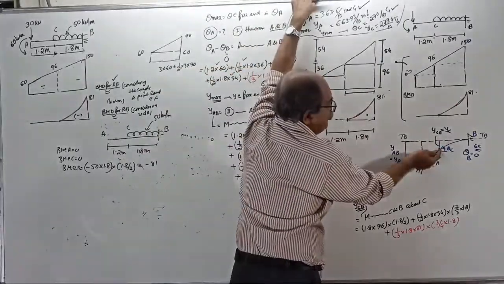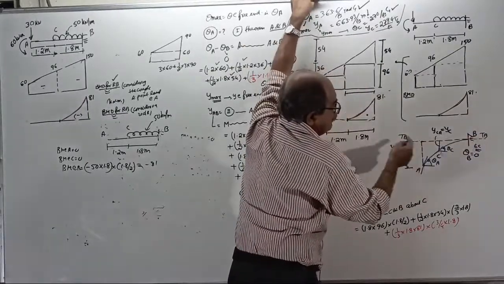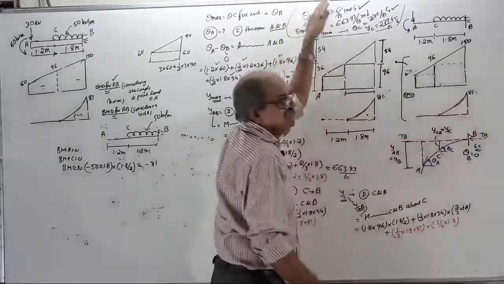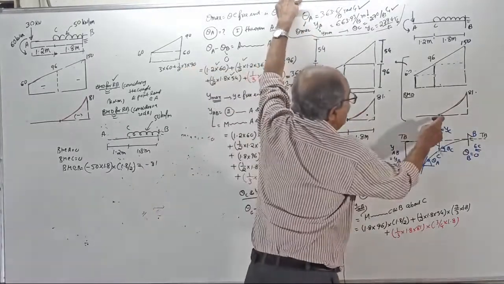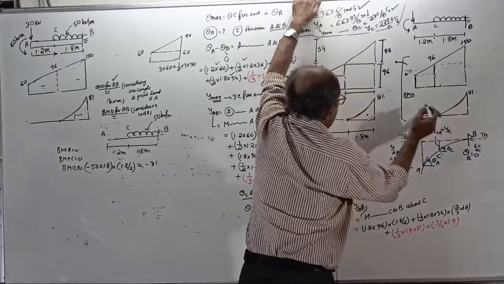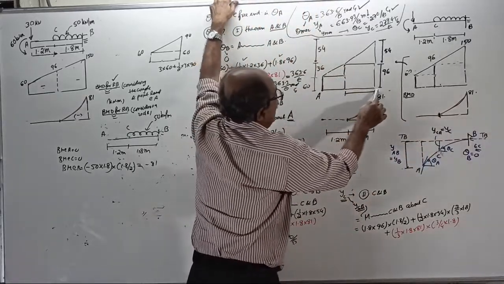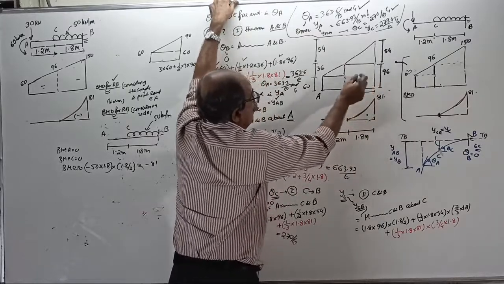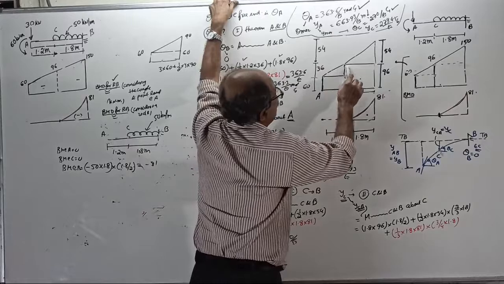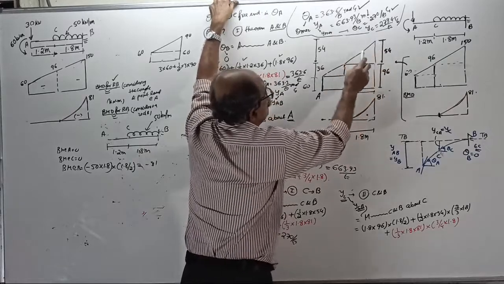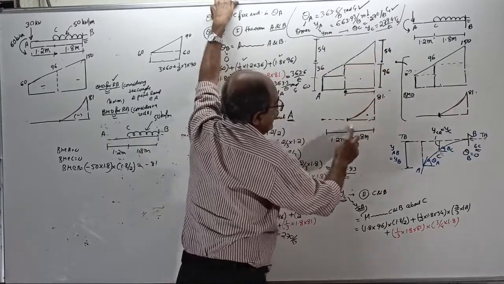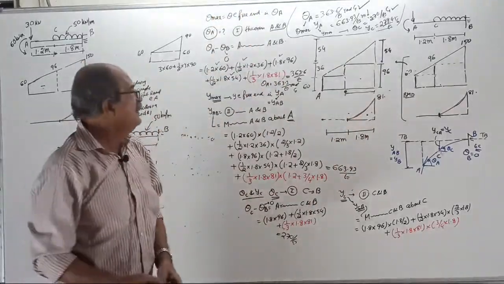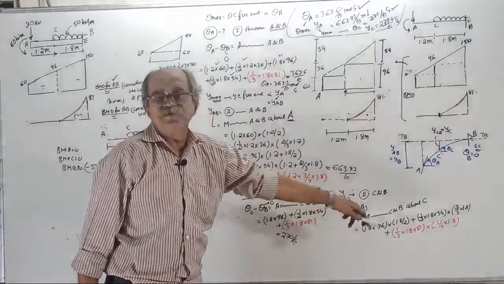Find y of C with respect to the tangent at B. So your deflection at C is y of C with respect to B. It is the moment of the area of the BM by EI diagram between C and B about this point. How much? 1.8 into 96 into 1.8 by 2. Half into 1.8 into 54 into 2/3 of 1.8. 1/3 of 1.8 into 81 into 3/4 of 1.8. Tell me the last answer I wrote there.